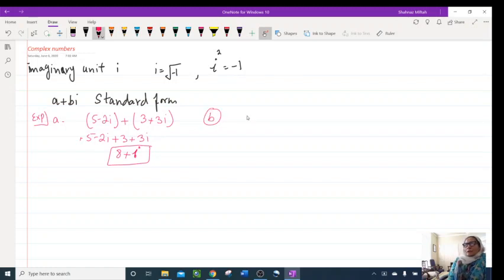Let's do B. I have 2 plus 6i minus parentheses 12 minus i. If you have a minus sign between them, be careful because it's going to multiply. Remove the parentheses. I have 2 plus 6i, distribute to get -12, distribute to get positive i. Now like terms: 6i and 1i are like terms, and 2 and -12. So 2 and -12 give me -10, and 6 and 1 give me 7i. Remember, standard form is right there. That's the answer for that one.